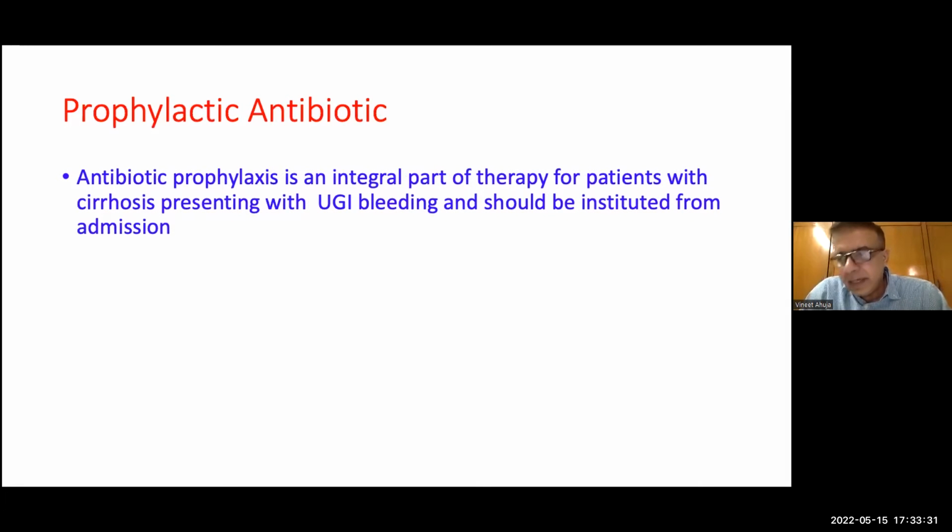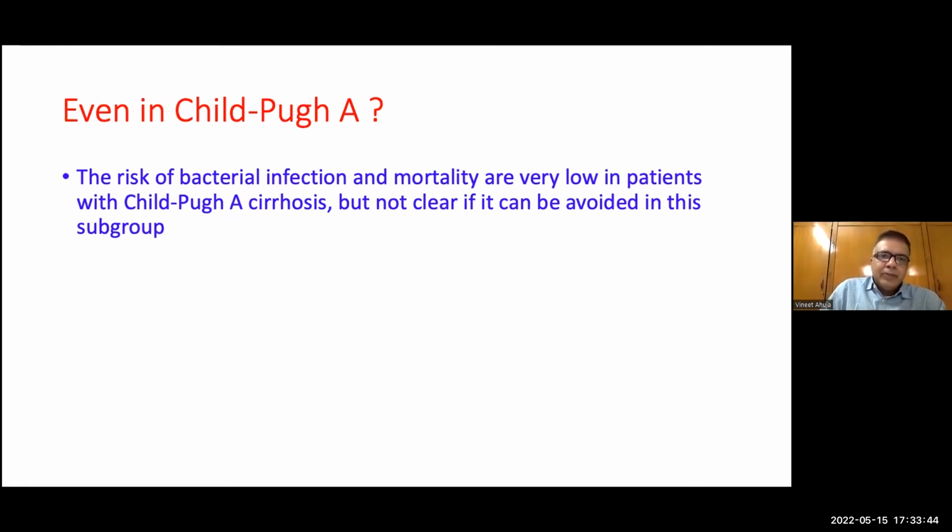All patients with variceal bleed should receive prophylactic antibiotics. That should be an integral part of therapy for patients with cirrhosis presenting with upper GI bleed and should be instituted from admission.